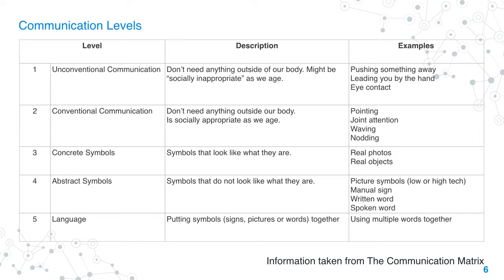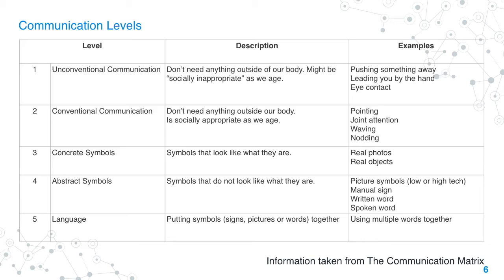Level 2 is conventional communication. Again, these are things that we don't need anything outside of our body to be able to communicate, and they are socially appropriate as we age. Some examples are pointing, joint attention, waving, nodding. These are all things that we do as adults and are considered socially appropriate. So if your child is working on using their talker or using some vocal language but doesn't have skills such as pointing or joint attention, these are great things to work on to help fill in some of those communication gaps.